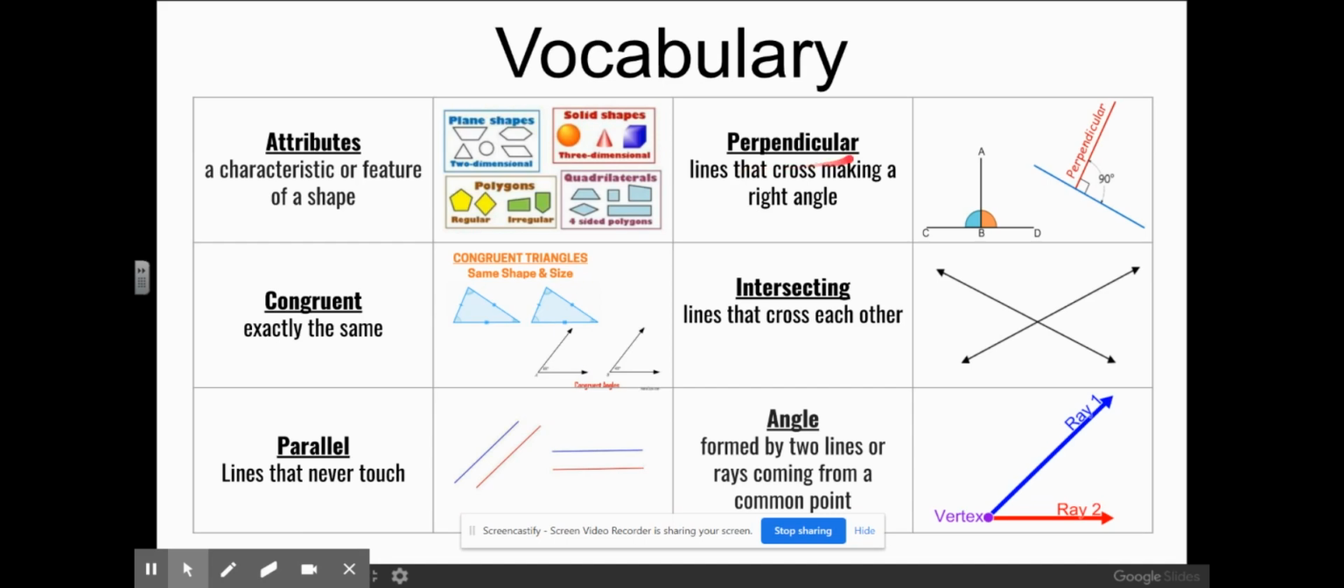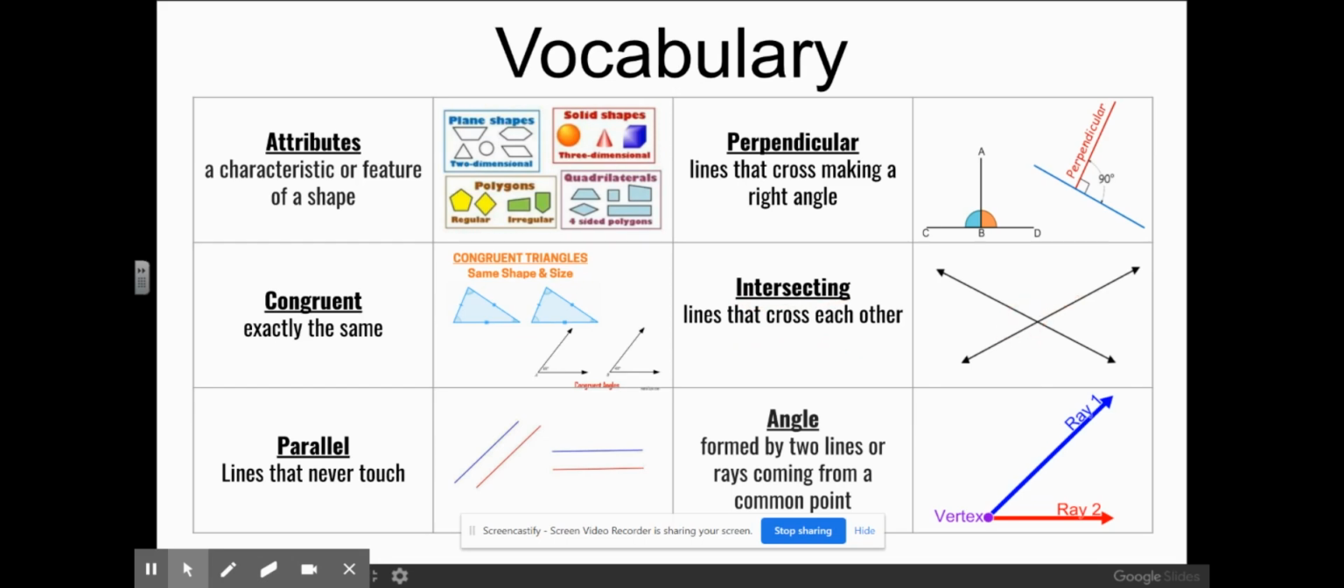Then we have perpendicular. Lines that cross making a right angle. So whenever two lines cross or intersect, they form a right angle right there in the corner. Same thing here. So the angle is 90 degrees. Then we have intersecting lines. It's just lines that cross each other. They don't necessarily form a 90-degree angle.